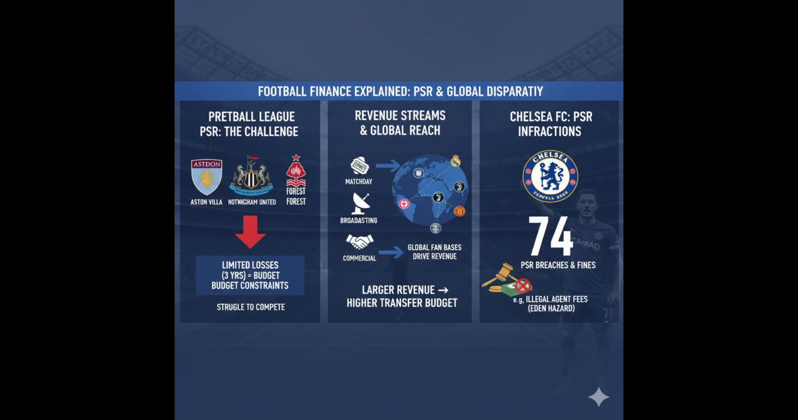Right section, Chelsea case. Now, on the other side, we have Chelsea Football Club. They've been charged with more than 74 PSR breaches and fines, including cases involving illegal agent fees, like in the transfer of Eden Hazard. This shows how even elite clubs sometimes push the limits of financial rules, although the penalty is not decided yet, whether point deduction or fine. So, while PSR is designed to keep football sustainable, it often makes life harder for smaller clubs and widens the gap between the richest and the rest.